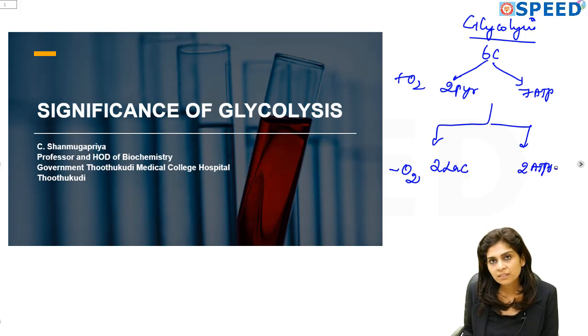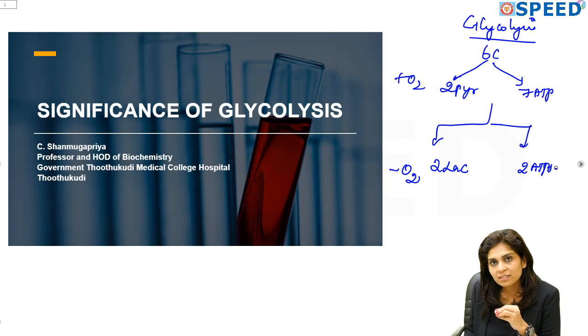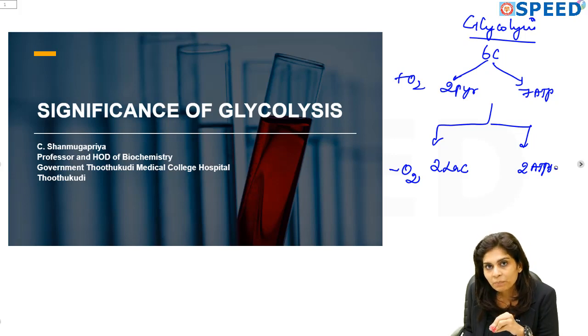So let me repeat this. Products of aerobic glycolysis would be 2 pyruvate and 7 ATPs. Products of anaerobic glycolysis would be 2 lactate and 2 ATPs. So if you are asked what is the significance of glycolysis, please don't answer that it's a pathway which can generate ATP, because we have n number of pathways happening in our body which can synthesize even more ATPs than what glycolysis can. So that is not the significance of glycolysis.